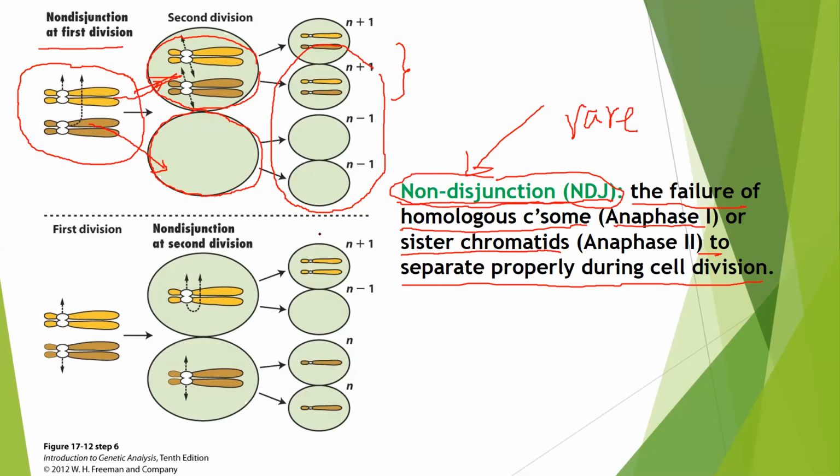The second possibility is that non-disjunction could occur at the second division. So the first division is normal. Two homologous chromosomes correctly end up in two different daughter cells. However, in one daughter cell, the two sister chromatids do not end up in two different daughter cells. They come together and join into the same cell. So this will produce a non-standard gamete and another non-standard gamete. This is the mechanism of non-disjunction, which can produce non-standard gametes. And these non-standard gametes can produce either trisomic or monosomic, aneuploid individuals.